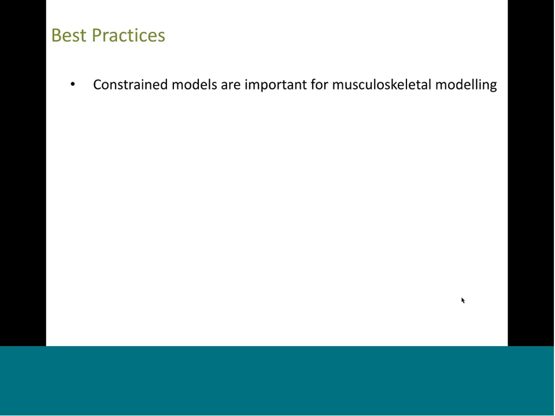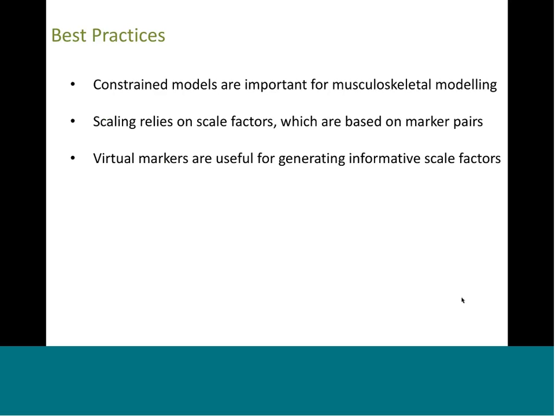The main points we hope you learned from this presentation include: constrained models are important for musculoskeletal modeling. Scale factors are generated from marker pairs or sets of marker pairs, and the number of scale factors used to scale a body vary based on information available to us from the marker set. We use virtual markers, calculated with respect to anatomical markers, to help us identify the most informative scale factors.